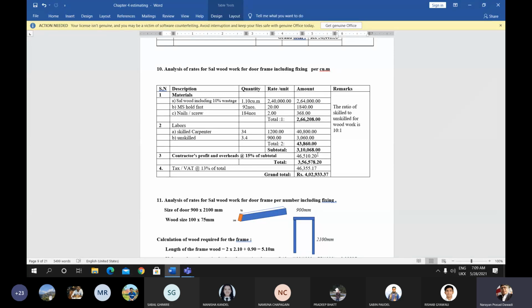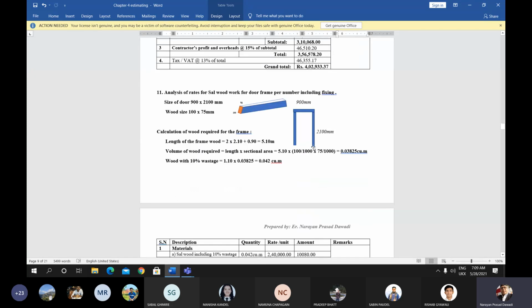This is only for the frame. The shutter is not included. Frame means, I have already drawn the figure here. This is the frame of the door. It does not have a shutter here. The work includes only the construction of the frame of the door.